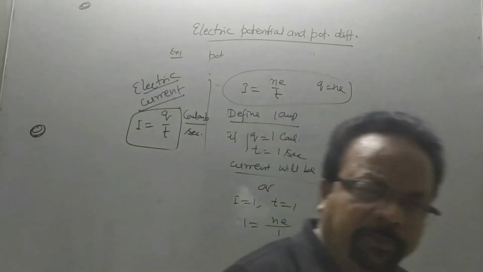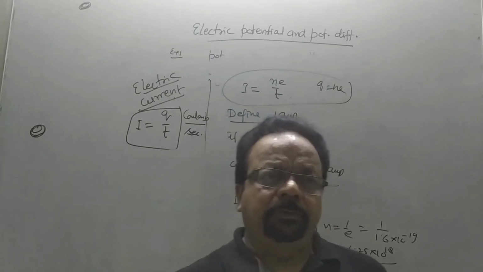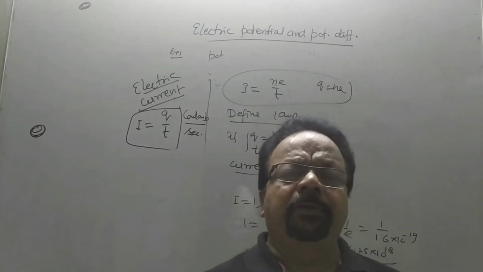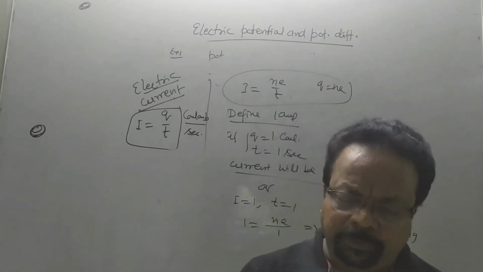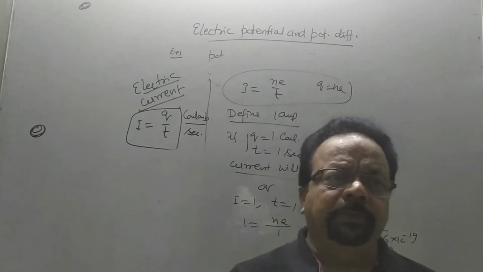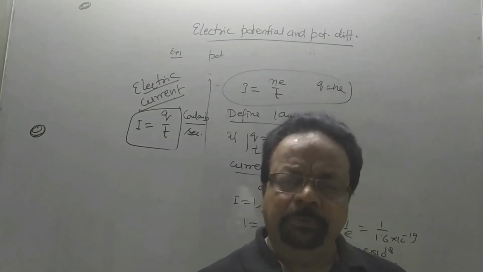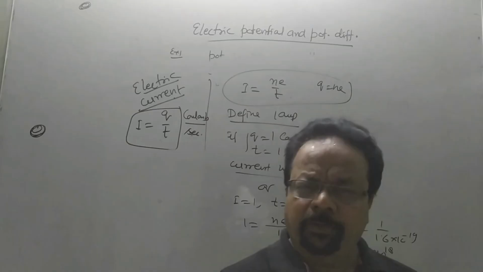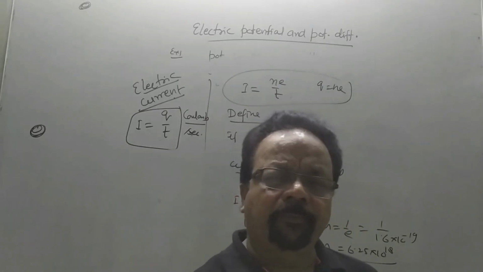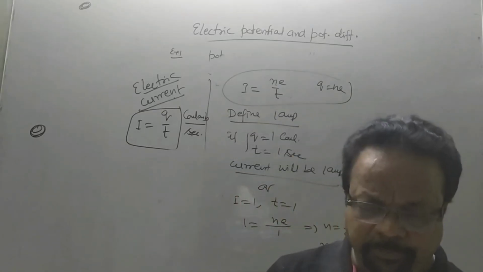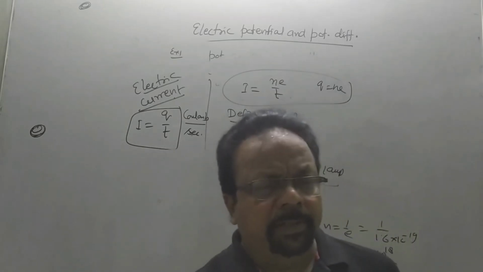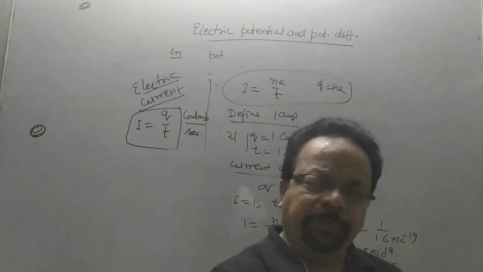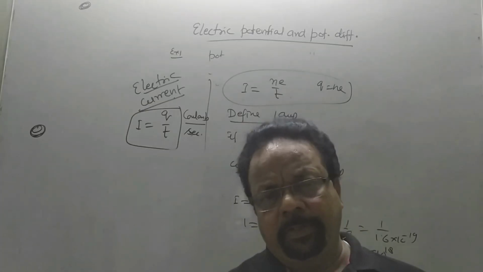In different materials, motion of different types of particles causes electric current. For example, in electrolytes, do you know electrolytes? Aqueous solution of salt, or aqueous solution of acid, or aqueous solution of base are known as electrolytes. In electrolytes, electric current flows due to both types of ions, positive ions and negative ions.